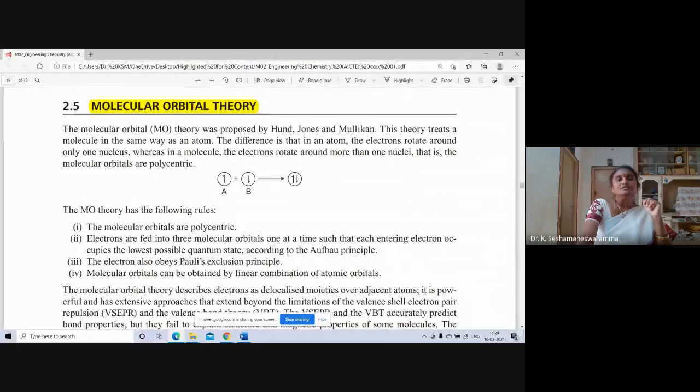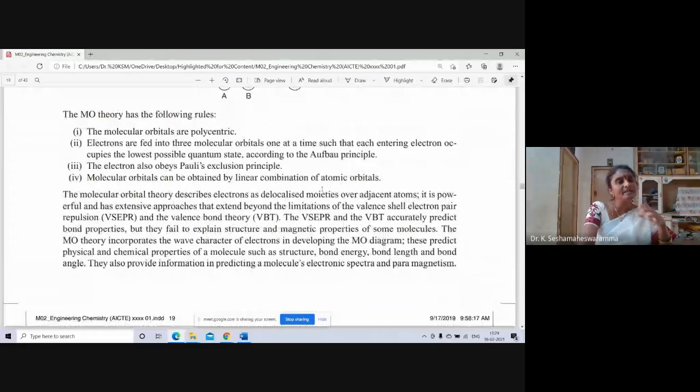So the molecular orbitals are polycentric because the electrons are rotating around more than one nucleus. Electrons are fed into the molecular orbitals, one at a time, such that each entering electron occupies the lowest possible quantum state as per the Aufbau principle. In molecular orbitals also, electrons occupy the lowest possible quantum state as per the Aufbau principle. It also obeys Pauli's exclusion principle.